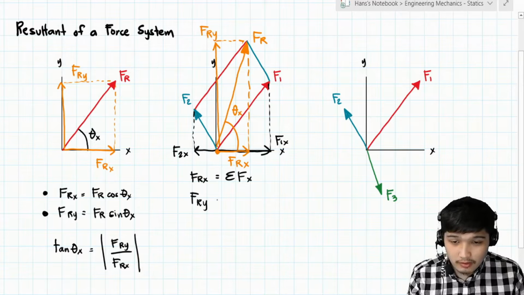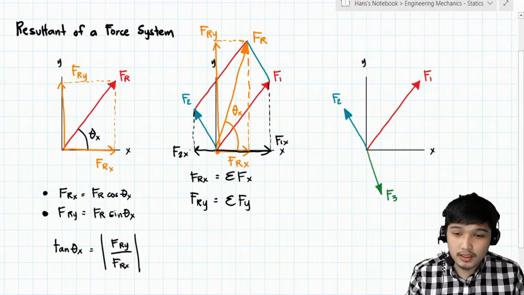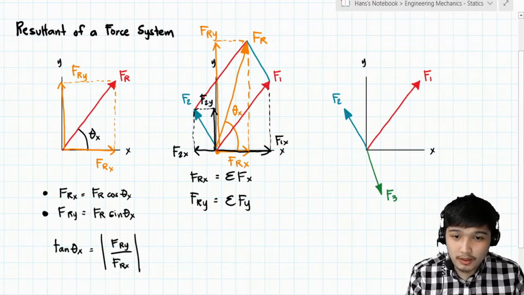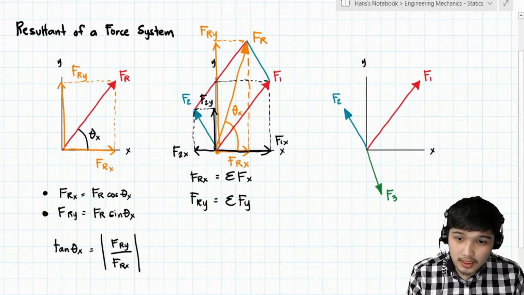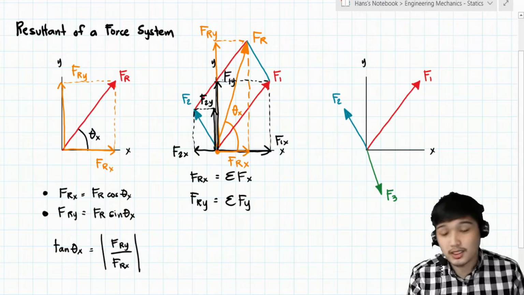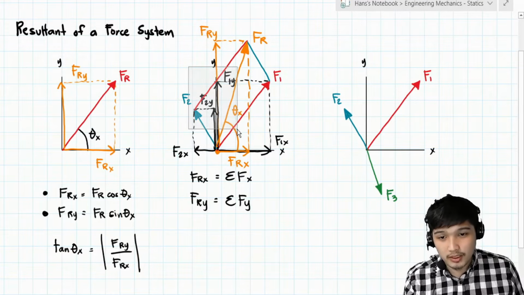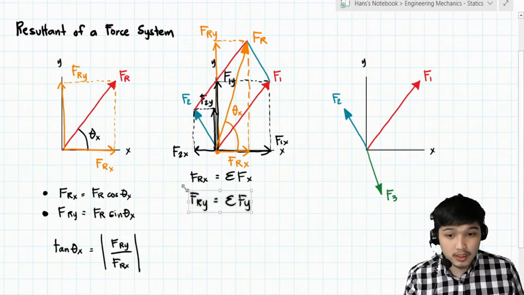Ganun lang din. FRy is just the summation naman ng lahat ng forces along y. So, itong F2, meron niyang vertical component. Pag ganito yun, this one is F2y. And then, itong F1, meron din siya na vertical component. So, this one is F1y. Sana nag-gets pa yung nasa figure, no? So, just take the summation ng lahat ng vertical component ng mga forces. So, that represents the vertical component of the resultant.